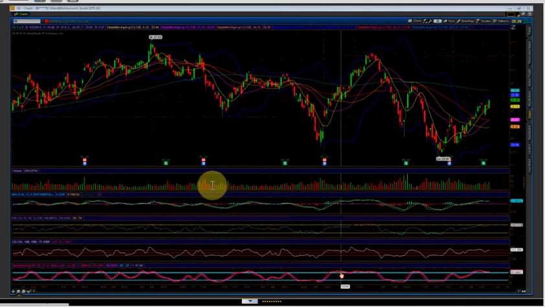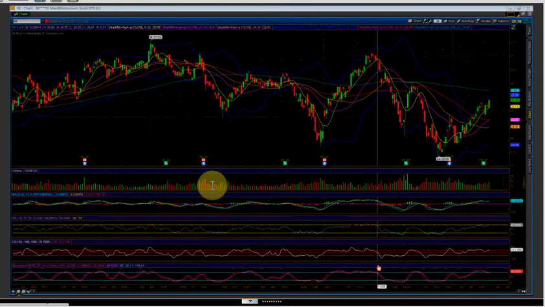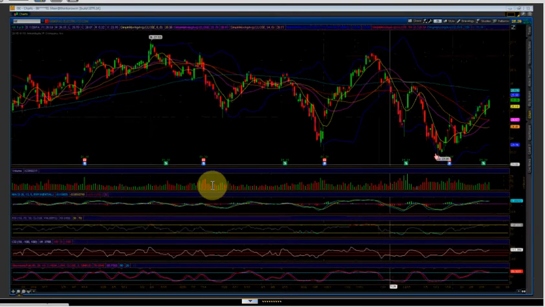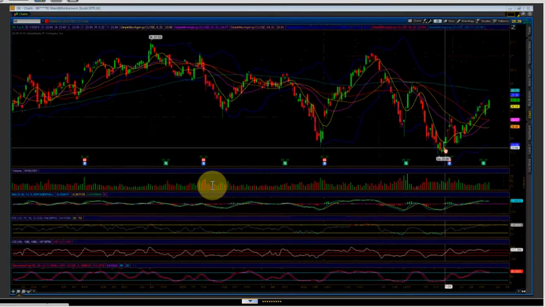If you are not going to buy and sell every time one of these gives you the signal to do so, take it off your chart. Just take it off your chart. Because if you're not willing to buy and sell every time one of these gives you a signal to do so, then you're just going to confuse yourself.